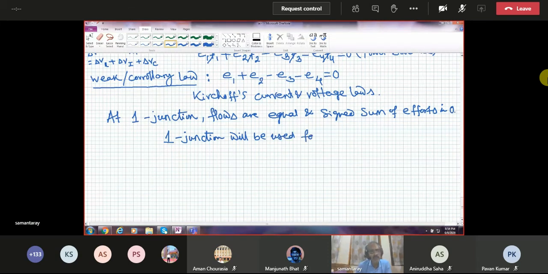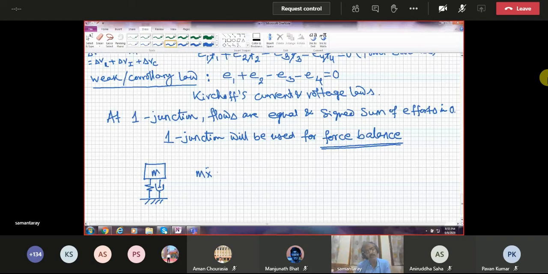So for example, if you have it like this, what do we have here? Sum of forces is 0. So we have m x double dot plus k x plus r x dot equal to 0, or F(t) maybe. You can have F(t) also. If you have F(t), it equals F(t). So this is a kind of force balance equation. So what do we get from here?